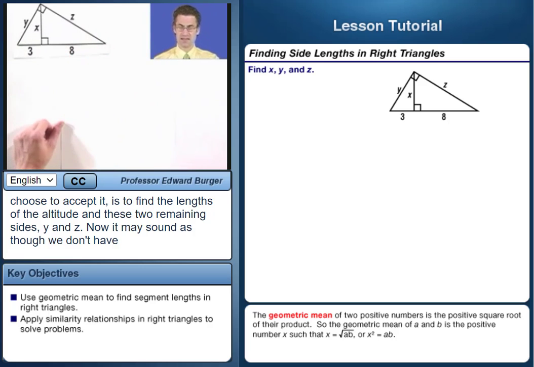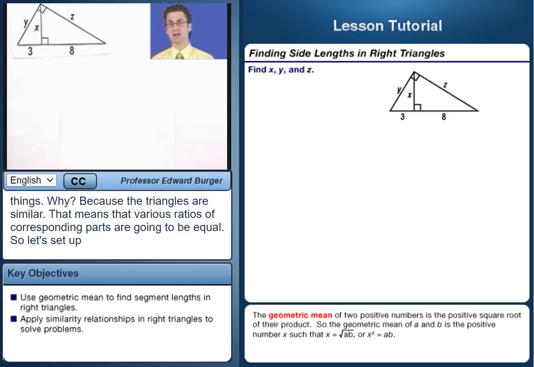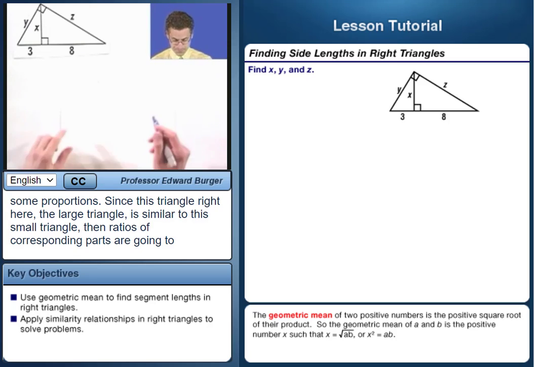Now it may sound as though we don't have enough information to actually do this, but it turns out if we use the theorem and the idea of the geometric mean, we can actually find these things. Why? Because the triangles are similar. That means that ratios of corresponding parts are going to be equal. So let's set up some proportions.